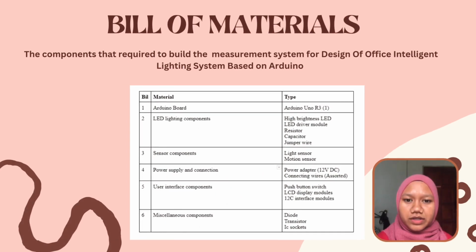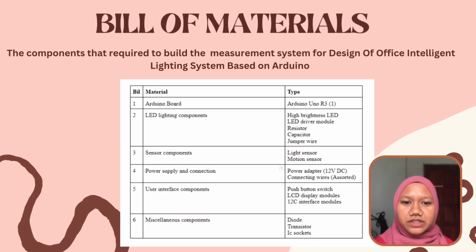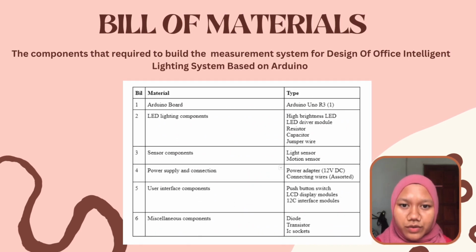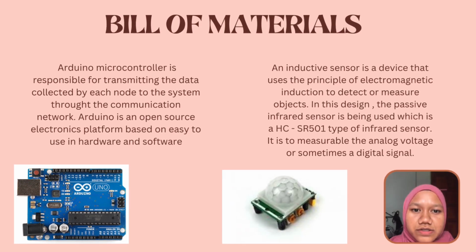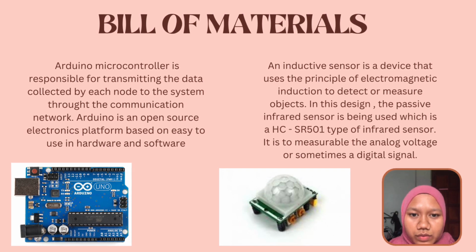For build materials, these are the components required to build the measurement system for the design of the Office Intelligent lighting system based on Arduino. The components used in this system are Arduino as a controller, an inductive sensor, a light sensor, and a Wi-Fi network as the communication mode, with delay, turn-off control, and timing functions. The Arduino microcontroller is responsible for transmitting the data collected by each node to the system through the communication network.